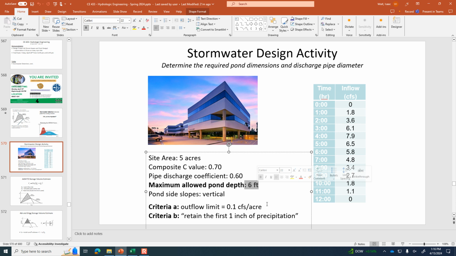And we're going to use the same kind of simplifying assumption that we applied in Friday's example, which is just that the side of the pond is vertical, because it becomes a little bit more complex if we have an increasing surface area as the water depth increases. And you know, we could deal with that, but for the size of the pond that we're going to end up getting, the difference is negligible for the area of pond.